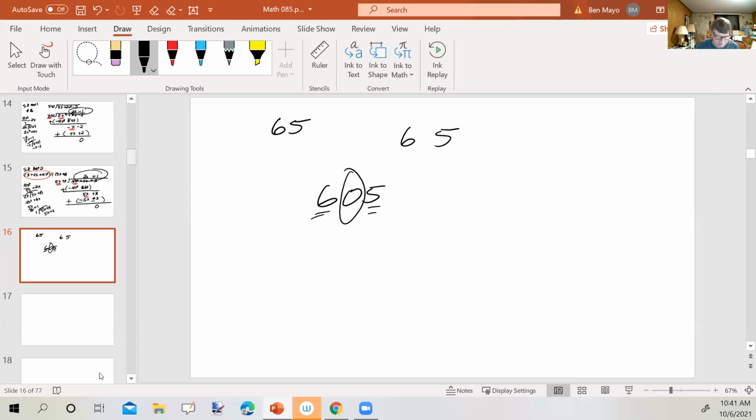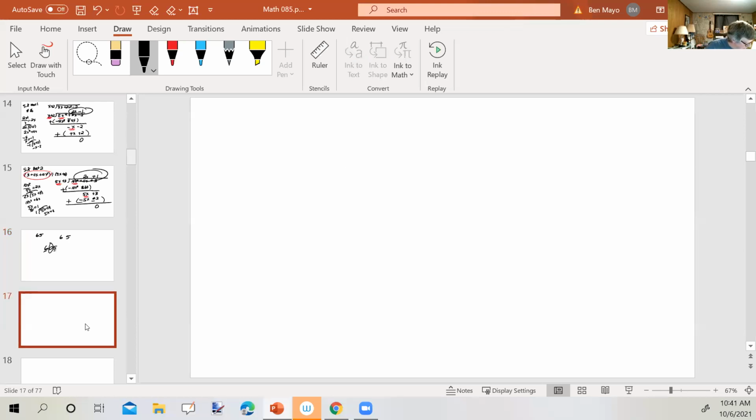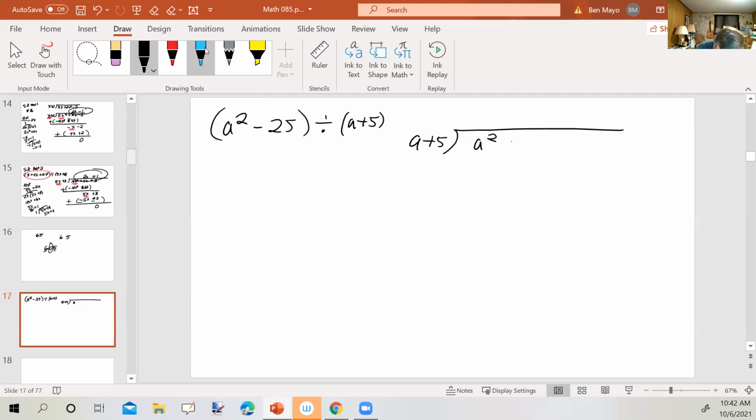Okay, what does that have to do with anything? Well, let's take a look at this problem. A squared minus 25 divided by a plus 5. Let's use the long division of polynomials process. Outside we'd have a plus 5. Inside we've got a squared minus 25. Inside the polynomial is in descending powers. Outside the polynomial is in descending powers.